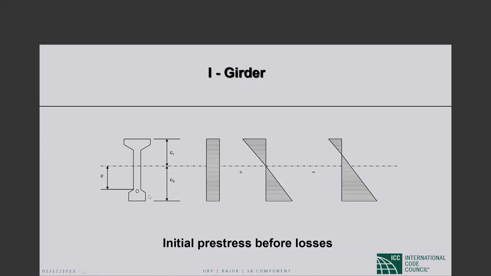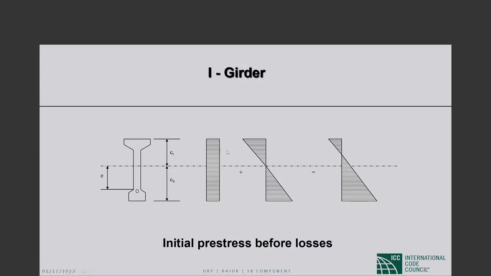This I-girder is a typical AASHTO girder for bridges. These are unequal flanges, and there are sloped sides because that creates easy removal of the formwork. It doesn't stick to the concrete that much. Of course, we use form oil on the formwork to prevent or minimize that kind of adhesion.